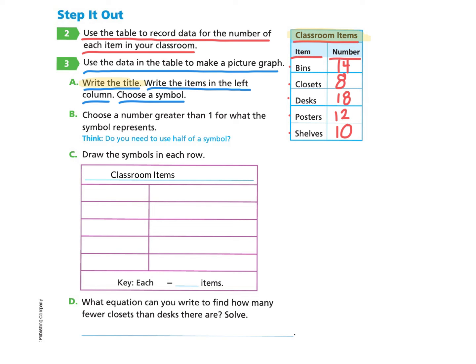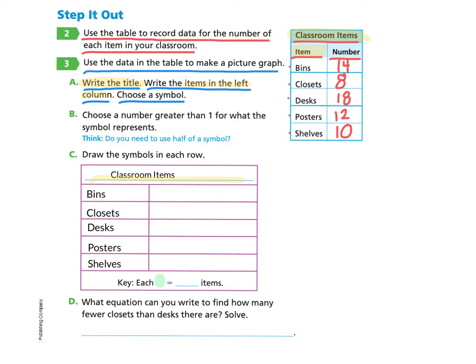So you can go ahead and write that title right at the top here. The next direction asks us to write the items in the left column, which are right here. So we are going to write bins, closets, desks, posters, and shelves for the items on the pictograph. And again, you can pause this if needed.